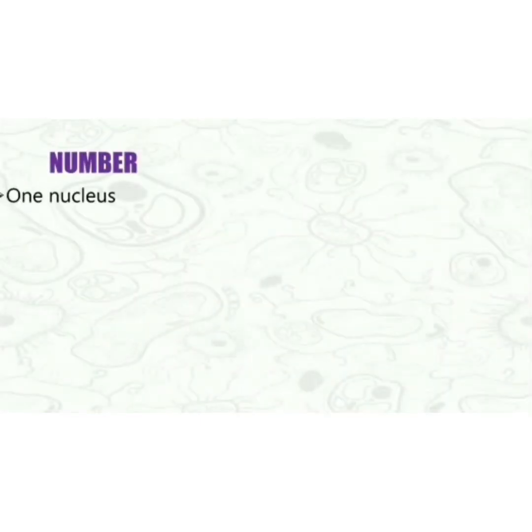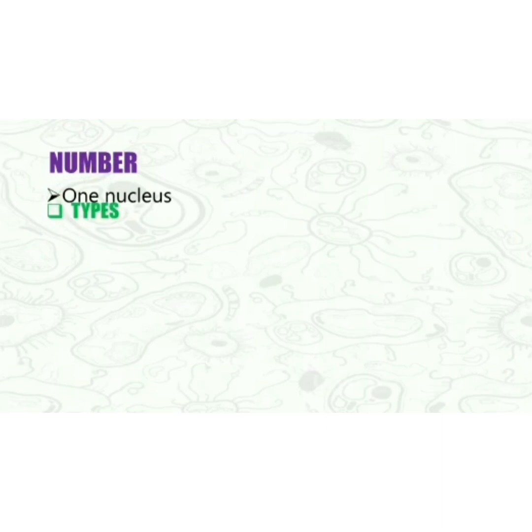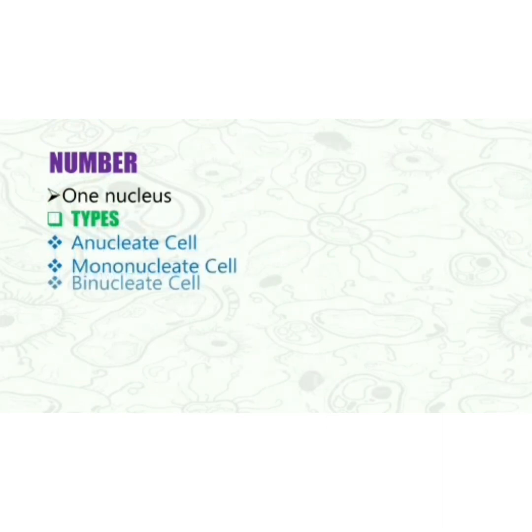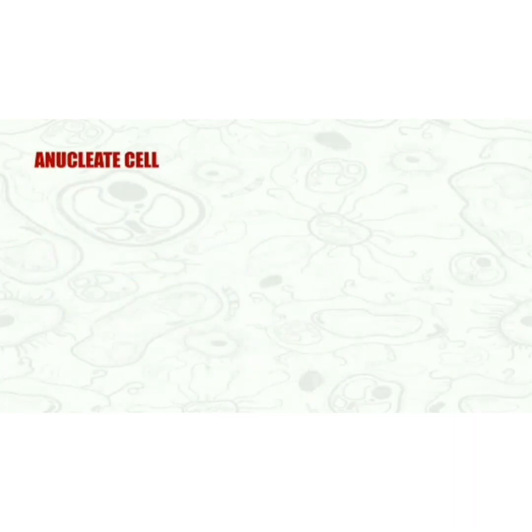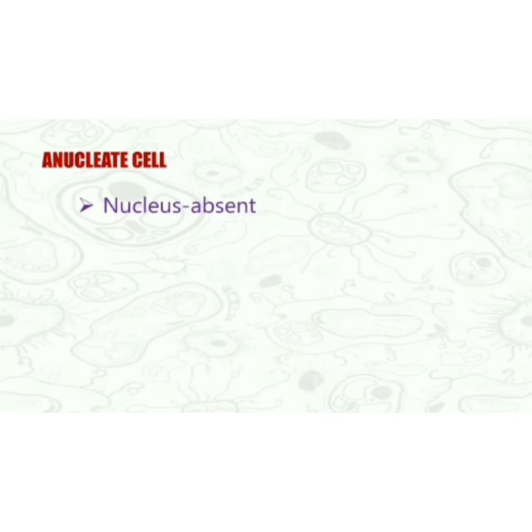Properties of nucleus. Number. Generally, a cell contains only one nucleus, but sometimes two or more nuclei are present. Based on number of nucleus, eukaryotic cells are classified into the following types: anucleate cell, mononucleate cell, binucleate cell and multinucleate cell. Anucleate cell. In anucleate cell, the nucleus is absent.